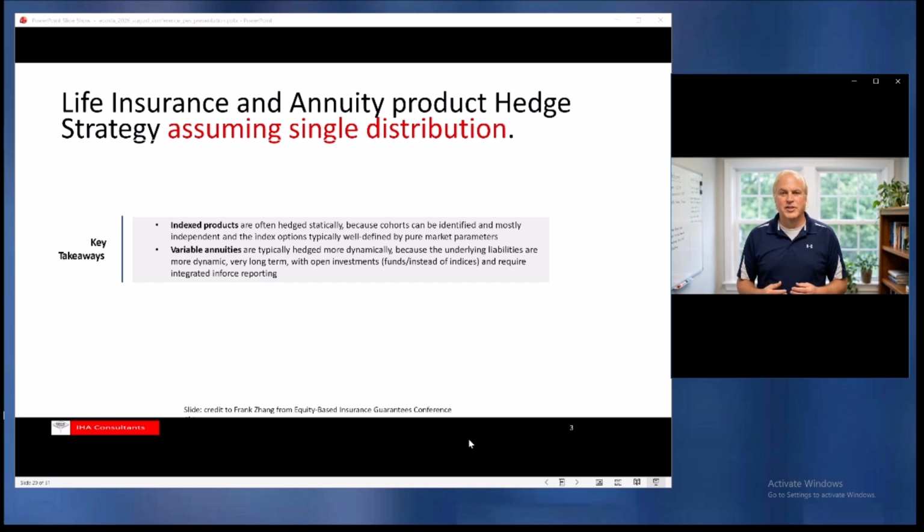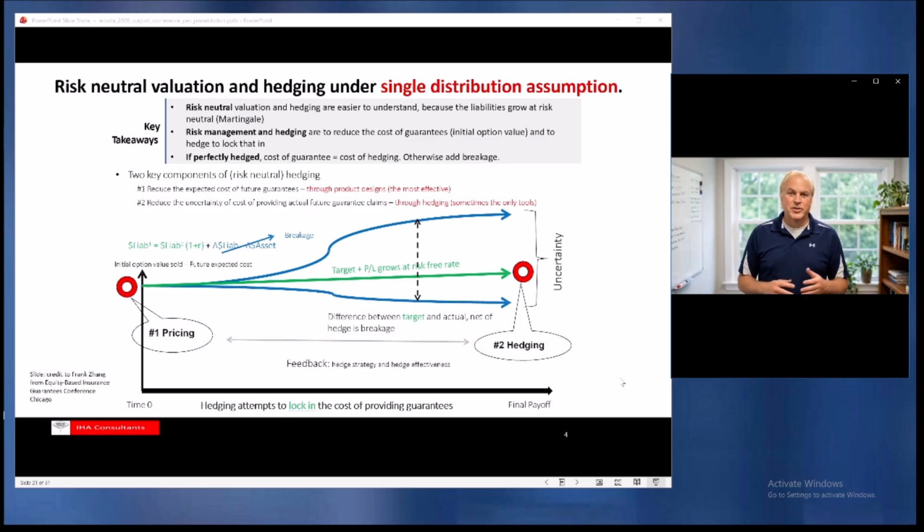Variable annuities are typically hedged more dynamically because the underlying liabilities are more dynamic and very long-term, with open investment funds instead of indices, and require integrated in-force reporting. Slides 20 to 23 credit to Frank Zhang from Equity-Based Insurance Guarantees Conference. Risk-neutral valuation and hedging under single distribution assumption.